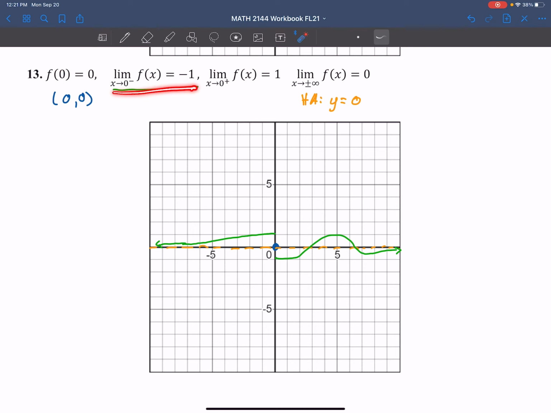This right here I have in green. Notice I messed this up. Actually, I made 2 mistakes, so let's correct this. When we're approaching 0 from the left, it should be negative 1. I had this backwards, so we have something like this right here. And when I approach 0 from the right, I'm going to have something like this. Okay, and notice that I kind of went below, I went through the asymptote.